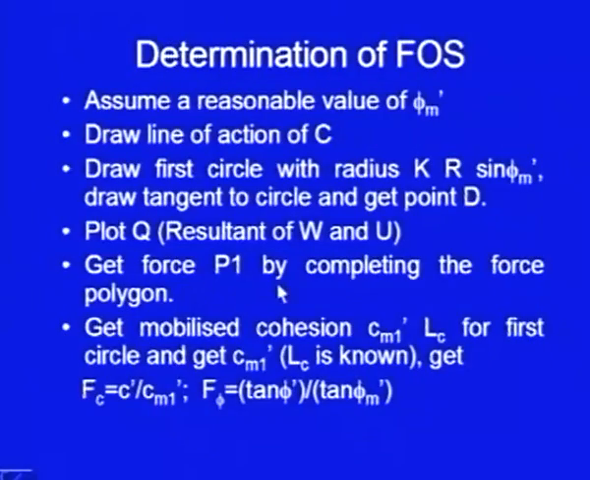So, get force P1 by completing the force polygon and then get the mobilized cohesion Cm1 dash into Lc. This is the capital C, the cohesion for this first trial circle, and once this is available, then you can get Cm1 dash, the mobilized cohesion for the first circle. Once this Cm1 dash is available, you can get the factor of safety against cohesion, Fc. And also for the phi m value which we have assumed here, we can get F phi.